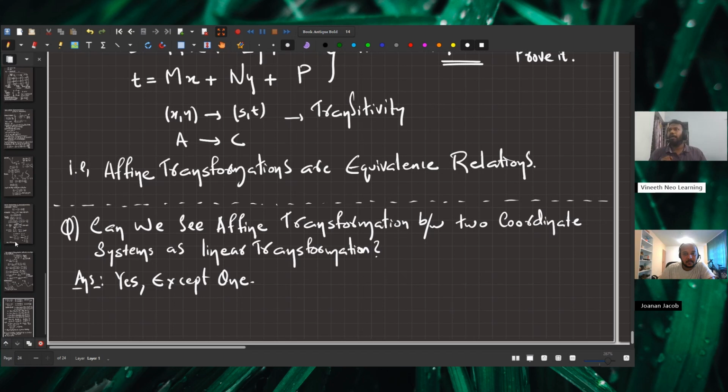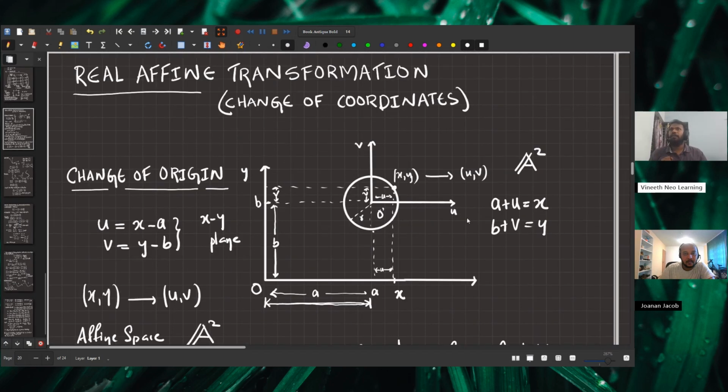For that, let's go back and see our original notes. Can you see this page here? This was a change of origin. We have looked at various kinds of affine transformations: change of origin, rotation, and scaling of axes. There is also reflection, and combinations of these transformations are also affine transformations. But the change of origin is a very peculiar kind of transformation. Except for the change of origin, rotation, scaling and reflection all preserve the origin.